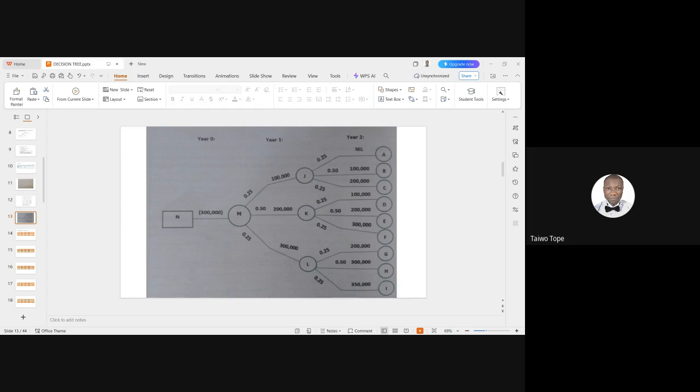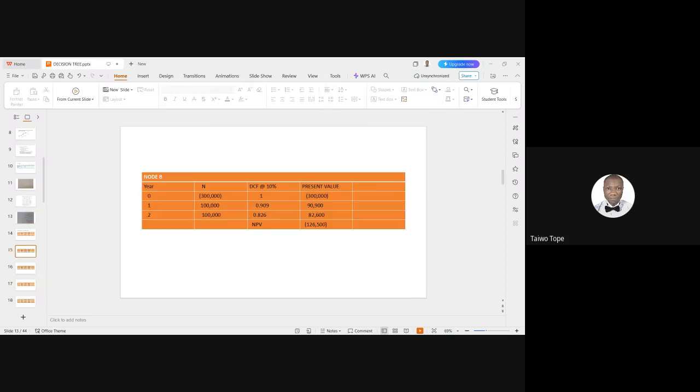So for node B, the NPV is what? A negative value, right? Yes. Minus 126,500. So in case you are not getting the values right, this is the value for node B.